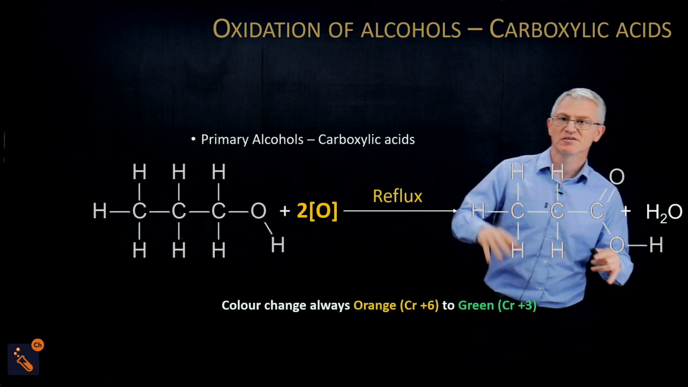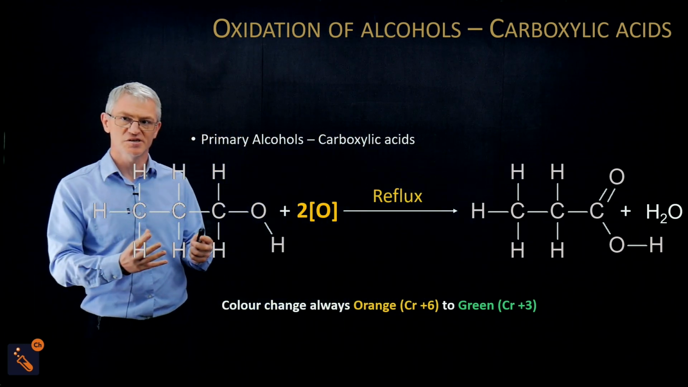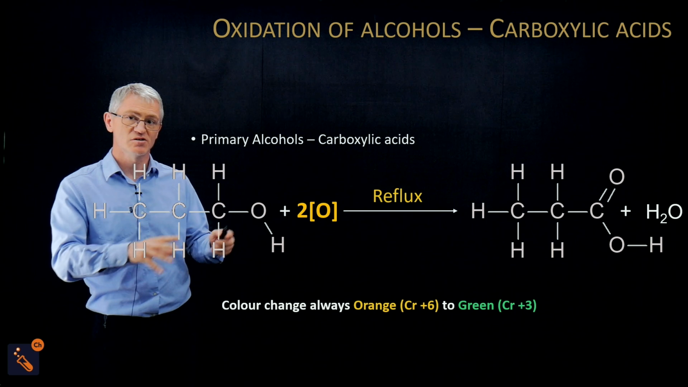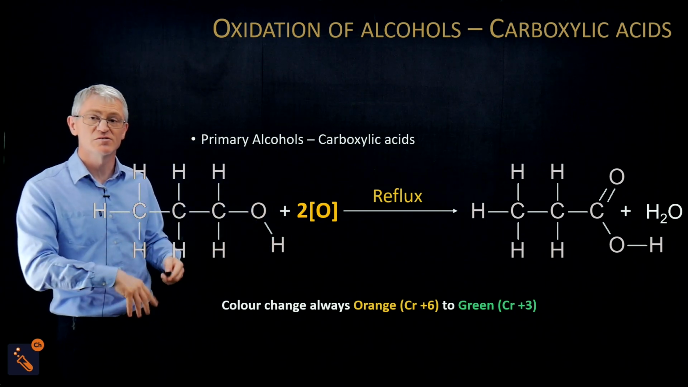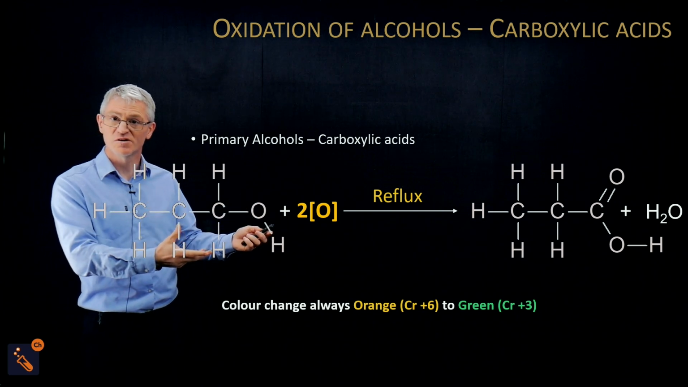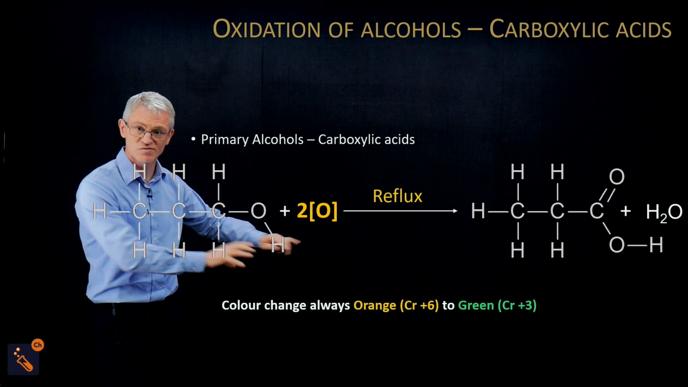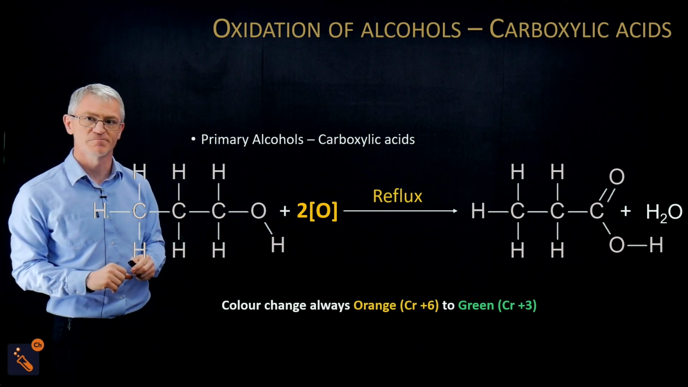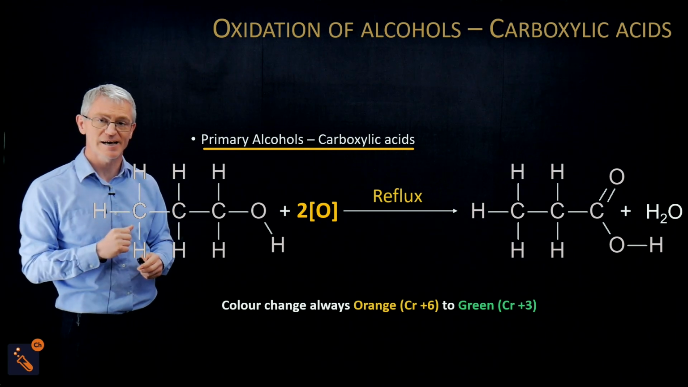Okay, there we go. So we're doing reflux with a primary alcohol, 2 oxidizing agents, 1 water. And depending on if you've got 2 primary alcohols, you would have 4 oxidizing agents and you'd have 2 waters. It's that type of thing. Remember, it goes from orange to green as you go along. Okay, so that's how you do primary alcohols to carboxylic acid.